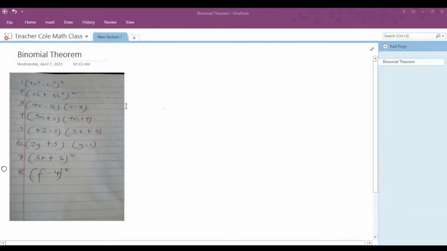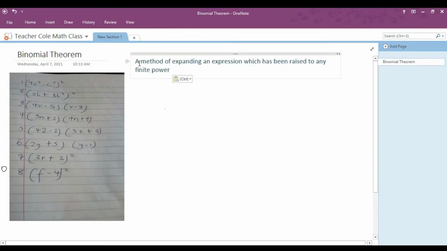In today's video, we'll be looking at a few examples on the topic of binomial theorem, and these examples are taken from a test paper. Alright, so we'll present the definition of what a binomial theorem is. It says it is a method of expanding an expression which has been raised to a finite power.